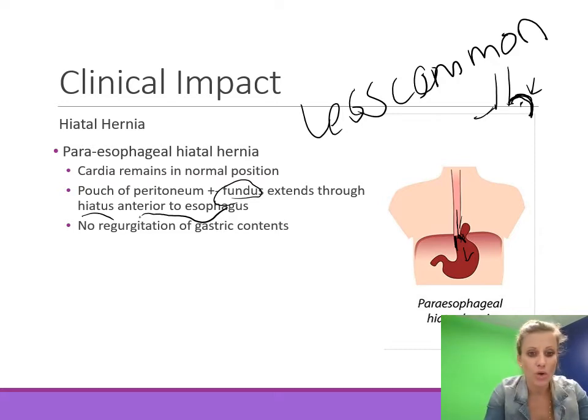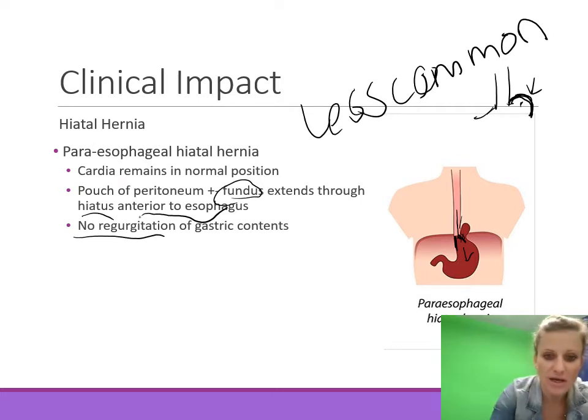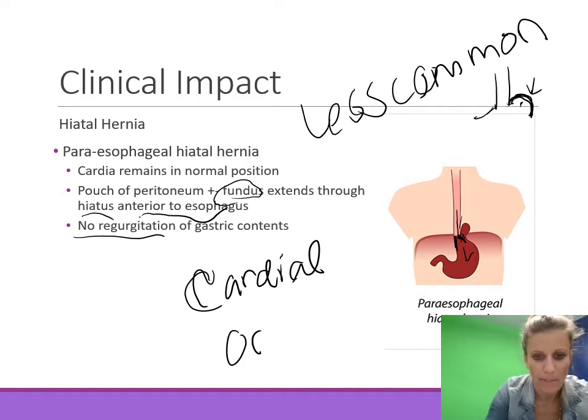There's typically no regurgitation of the gastric contents with paraesophageal hernias. And this is because the cardial orifice is in the right position.